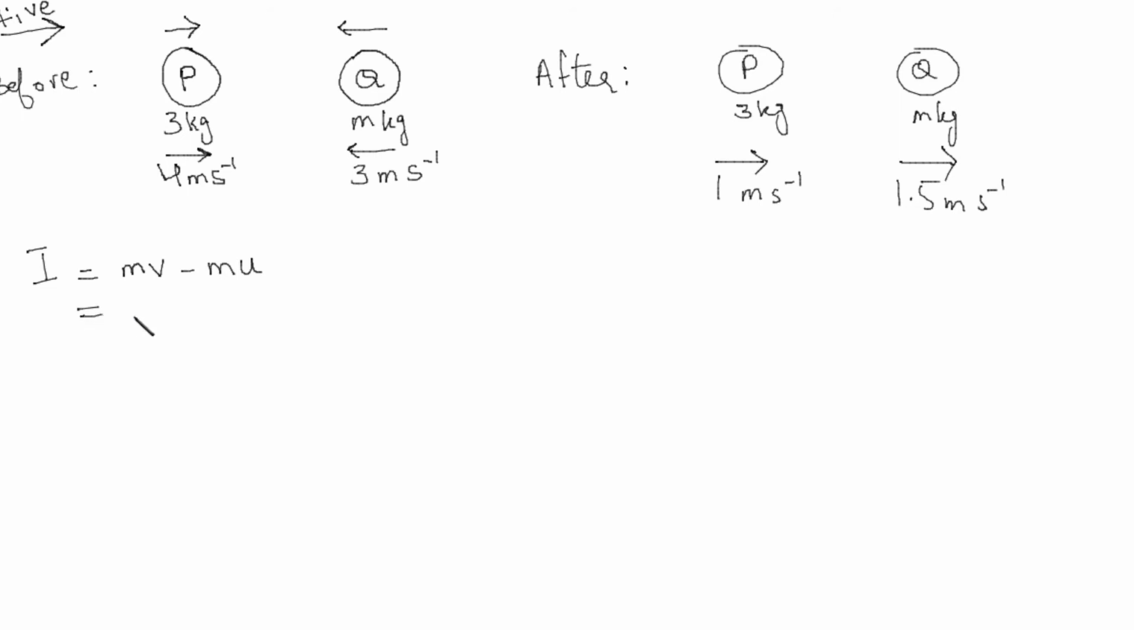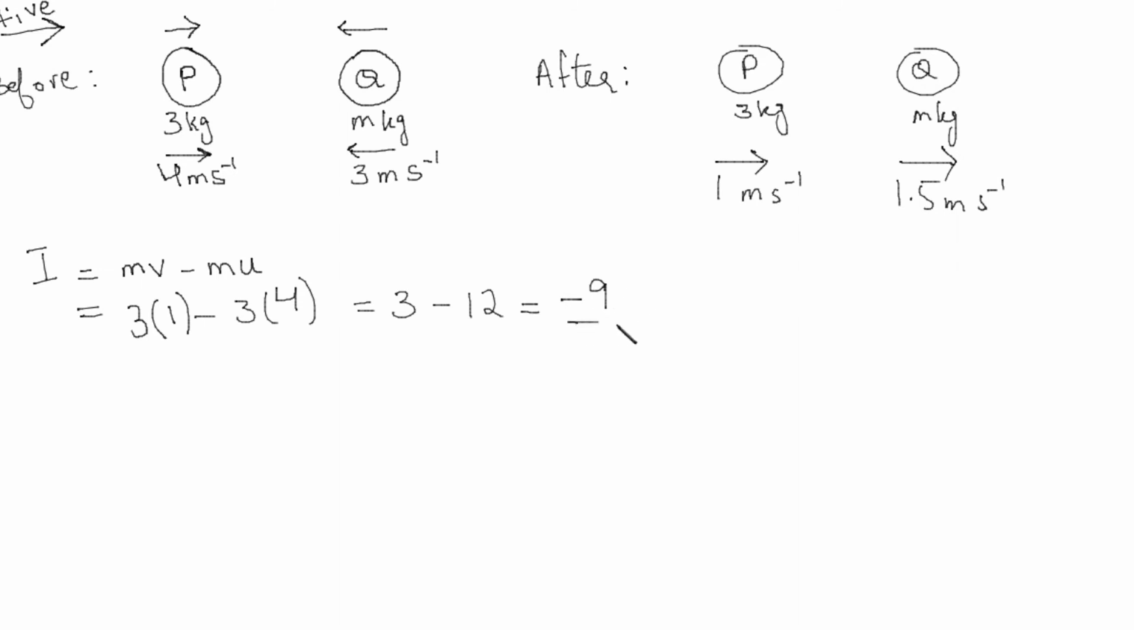Now, mass of P is 3. So 3 times v, where v is the final speed, remember this, and u is the initial speed. So mv minus mu, that's how the formula is. You're going to write down 1 meter per second here, and it is positive 1 because it's in the positive direction. Minus m, again 3, and then u is 4 meters per second. So it's 3 minus 12. What we have is negative 9, so the impulse is negative 9.